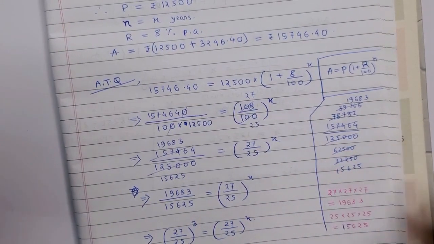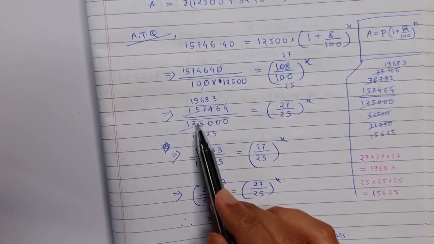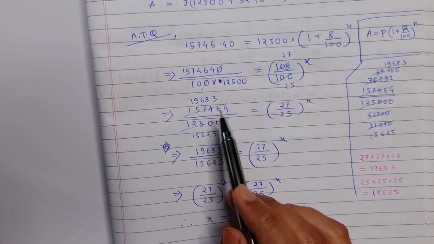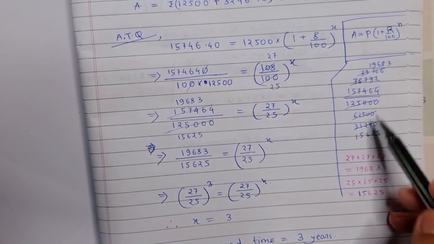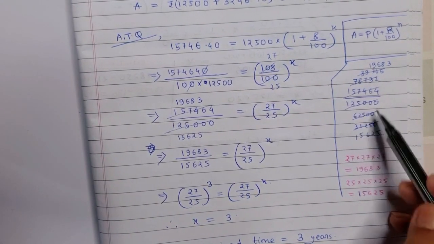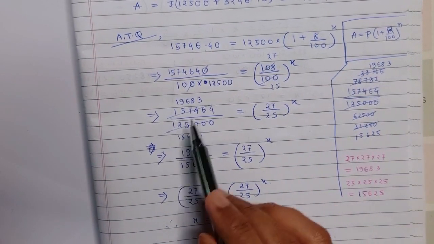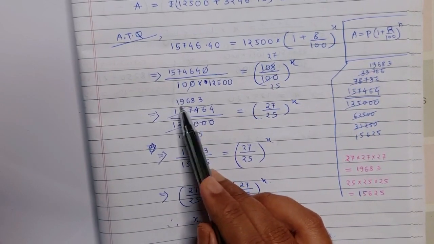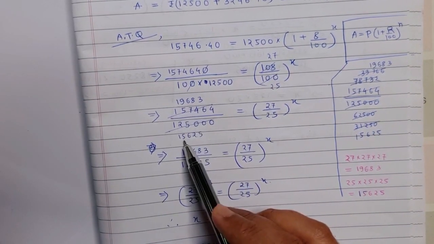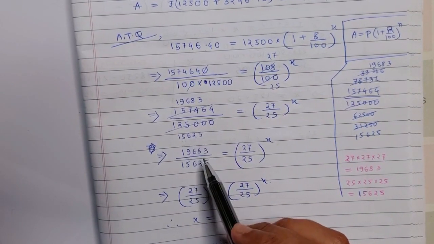Now see, on your left hand side, these two are huge numbers. Now what you need to do is divide them by 2. I am just dividing them by 2, and after dividing three times, that means if you divide both of them by 8, the answer will be 19,683 by 15,625.